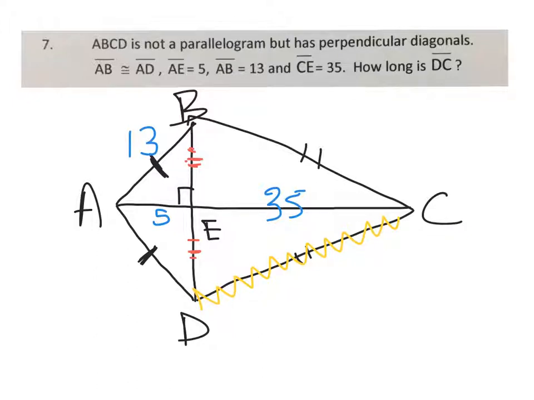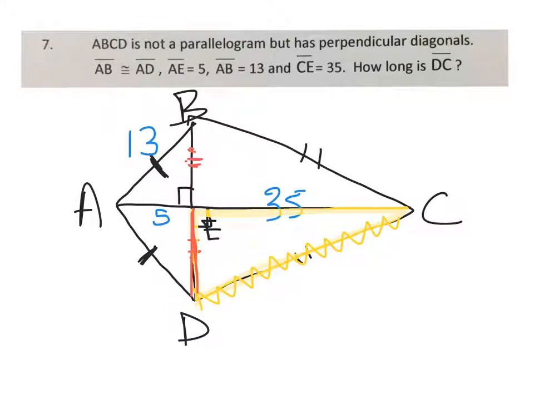So because the diagonals are perpendicular, this triangle DEC, this triangle right here, is a right triangle. So I can use Pythagoras as long as I know 2 out of the 3 sides, which I currently don't. I first need to figure out what this side right here is, and then I will be golden.